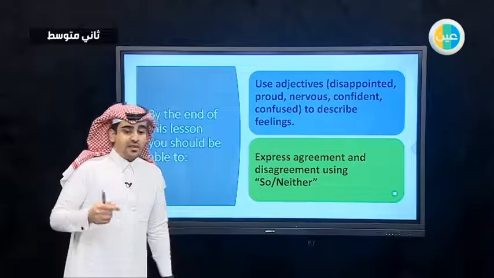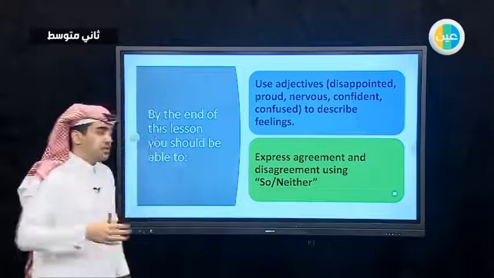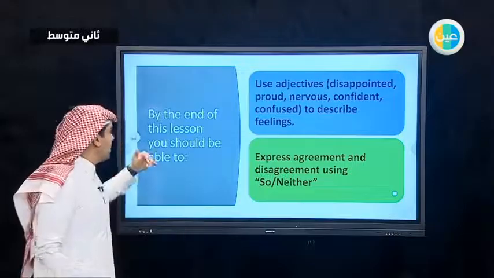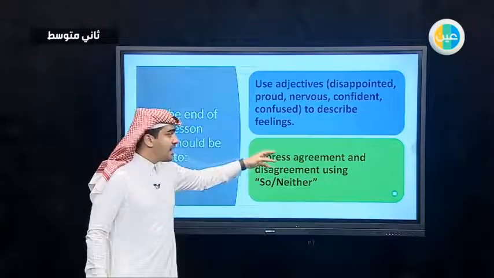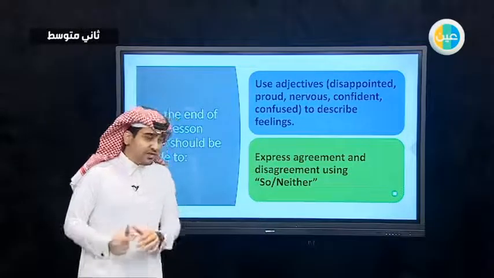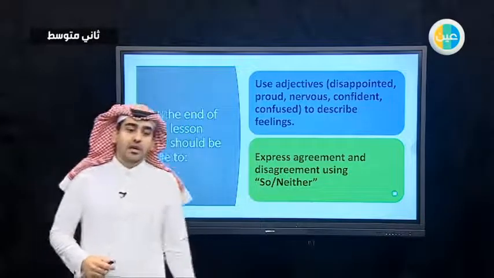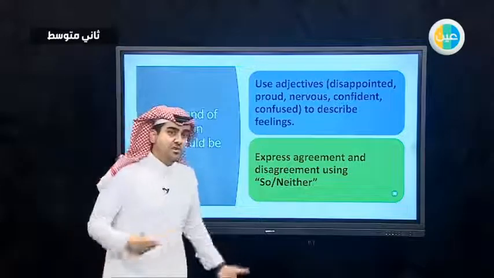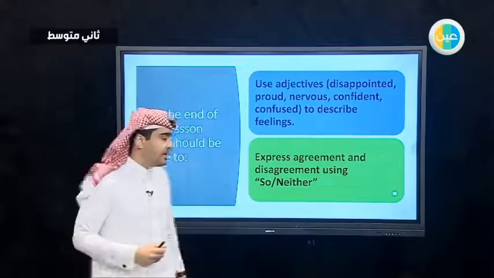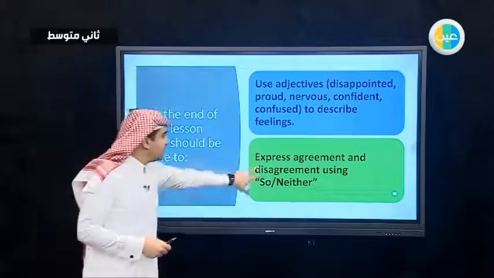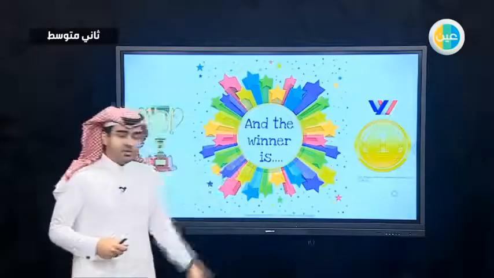Also, there is another thing that you should be able to express by the end of this lesson: agreement and disagreement, using so or neither. You can say neither, you can say neither. Both pronunciations are acceptable. Okay. So, and the winner is.